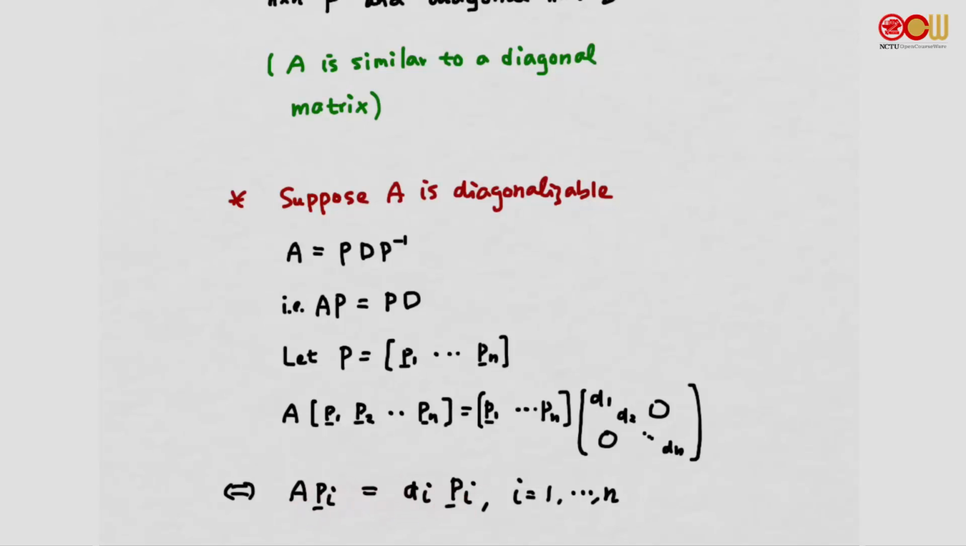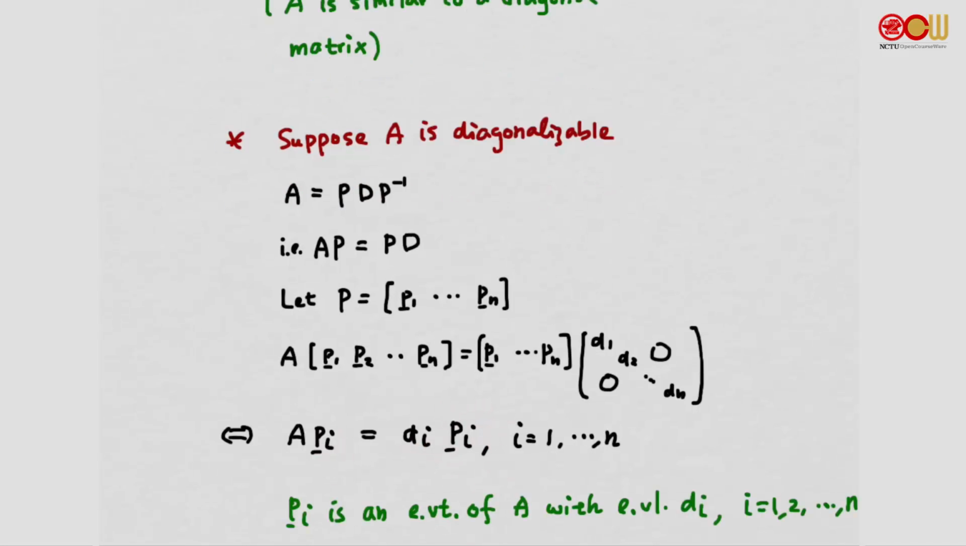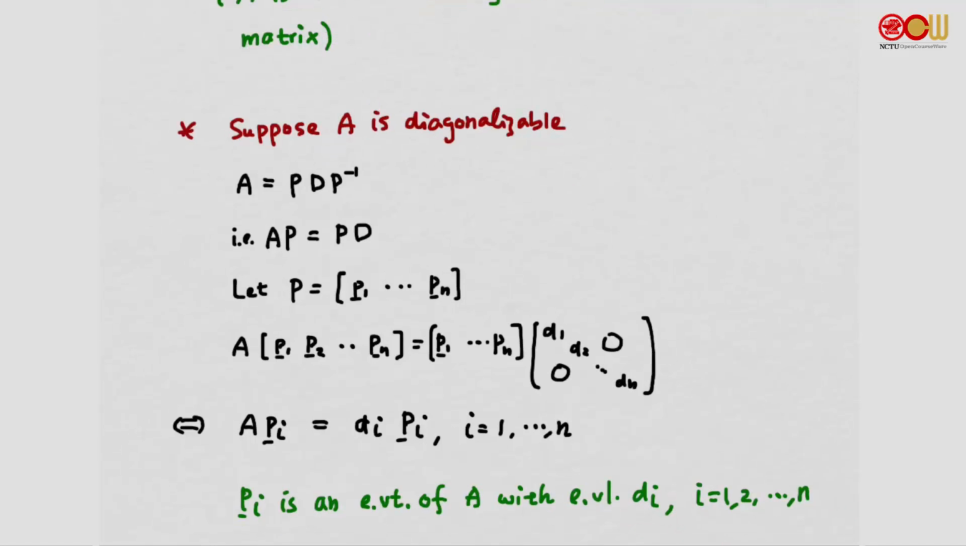What does this equation mean? Does it have something to do with eigenvalues and eigenvectors that we have been talking about all along? We have eigenvalues and eigenvectors here, don't we? API equal to DiPi. So Pi is an eigenvector of A with eigenvalue Di. So when we have a diagonalizable matrix A, these P vectors are eigenvectors of A, where the diagonal elements of D are eigenvalues of A.